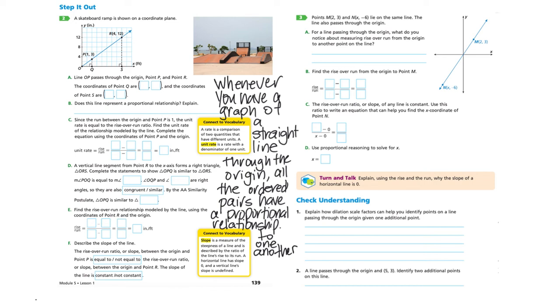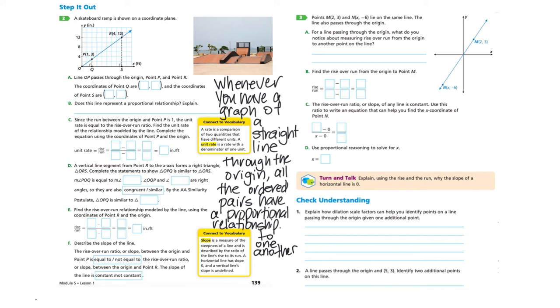So fill those in. E, find the rise over run relationship modeled by the line using coordinates of point R and the origin. So that's similar to this one here. So you're going to do that for E. And then F, describe the slope of the line, and you'll choose either equal to, not equal to, or constant, not constant. So we'll pause there and work on those.